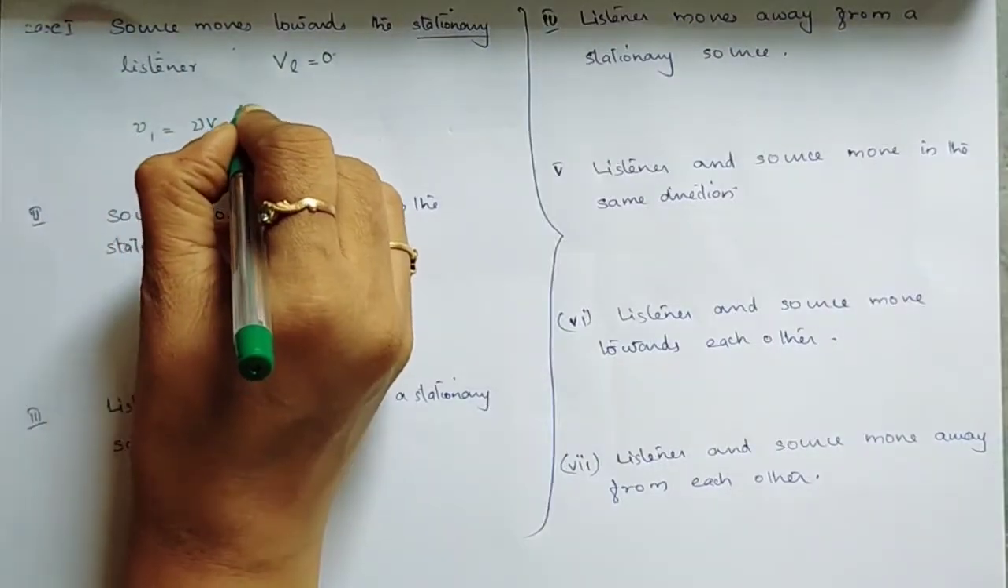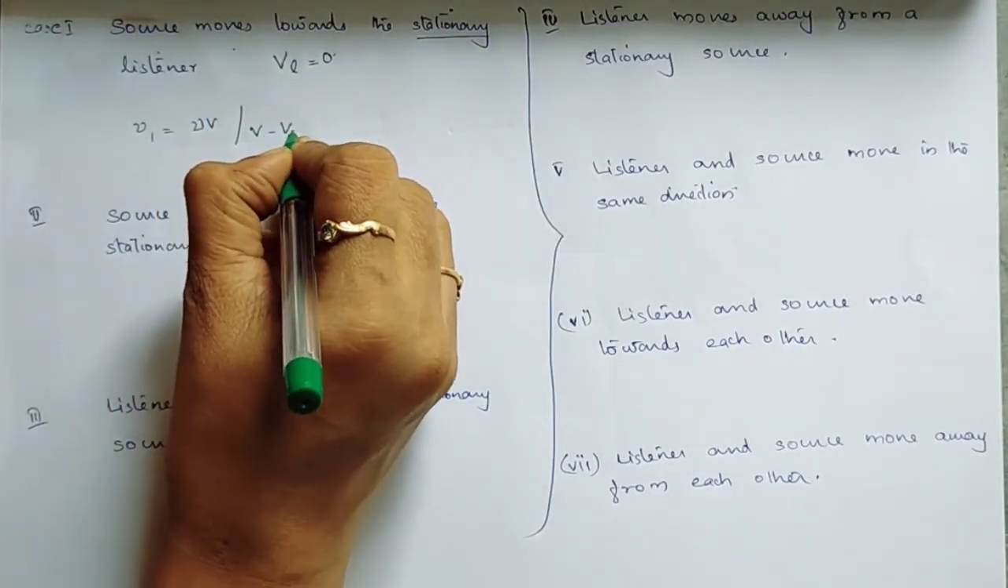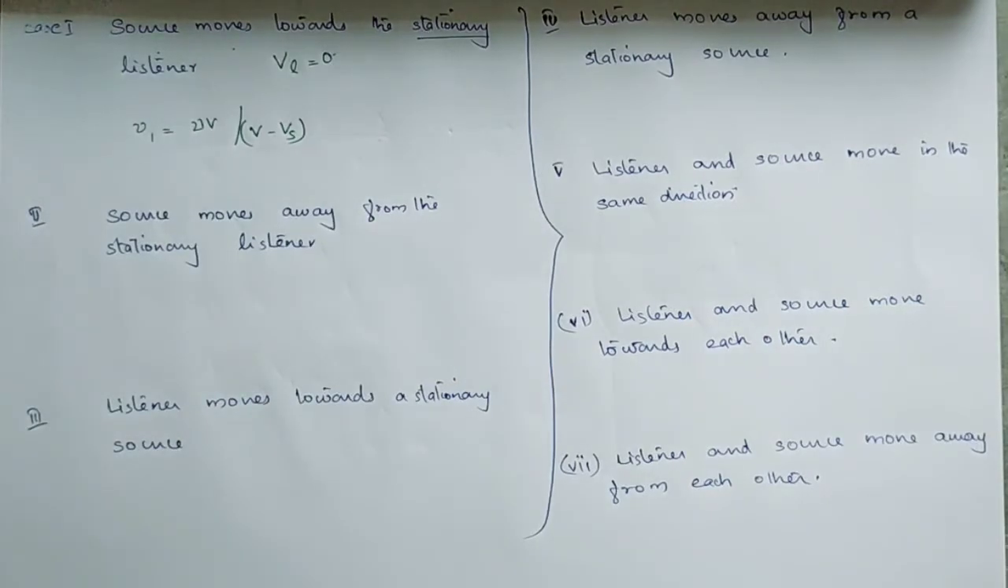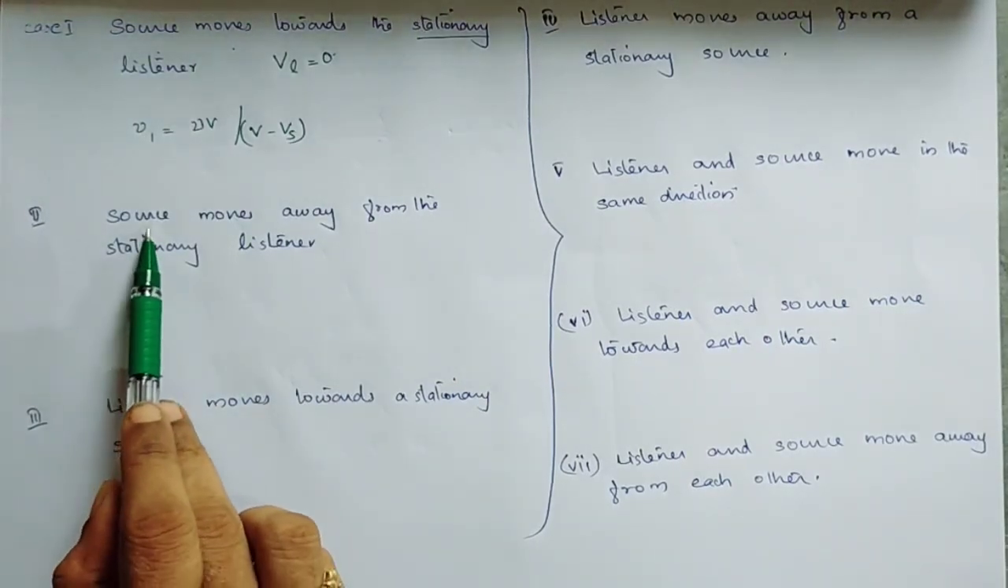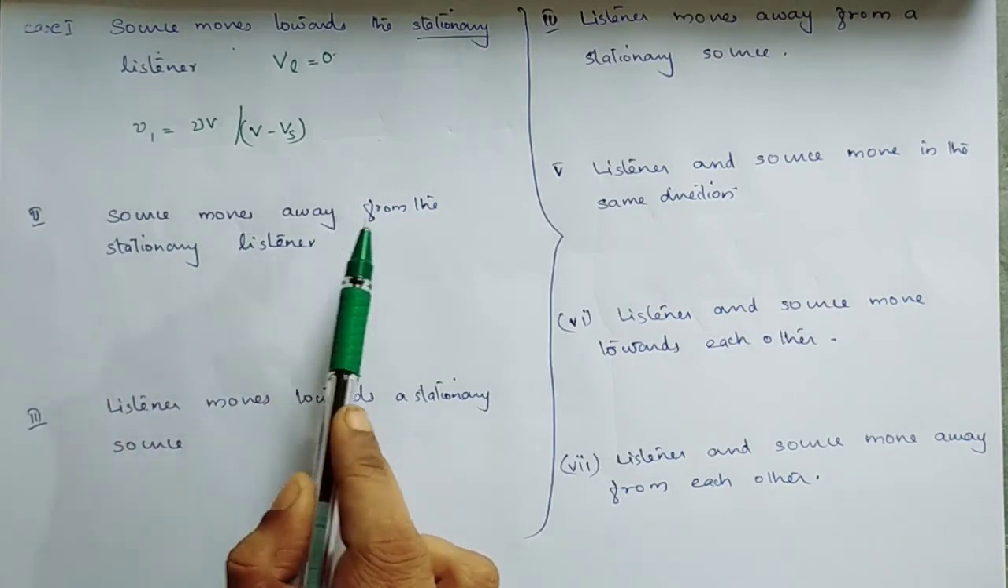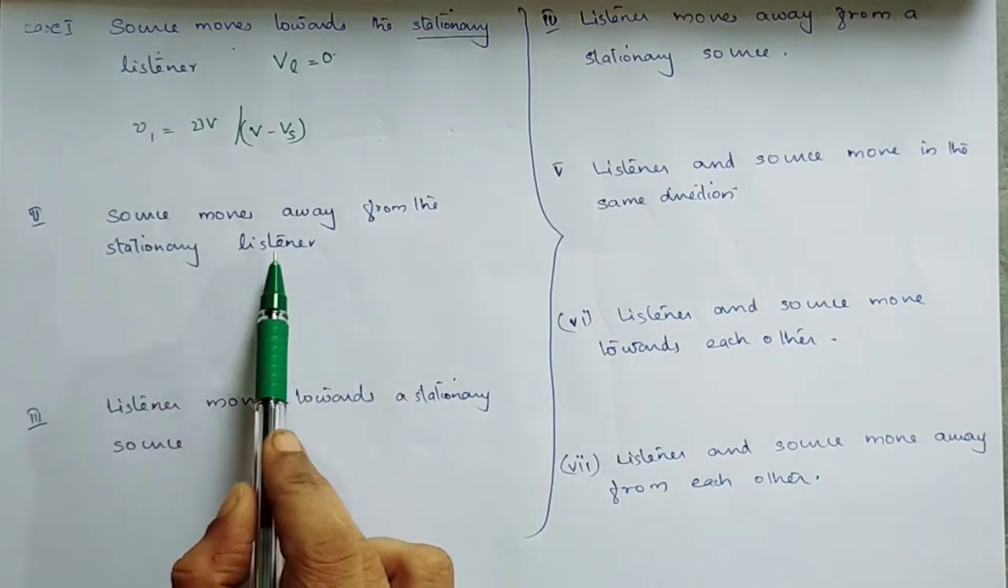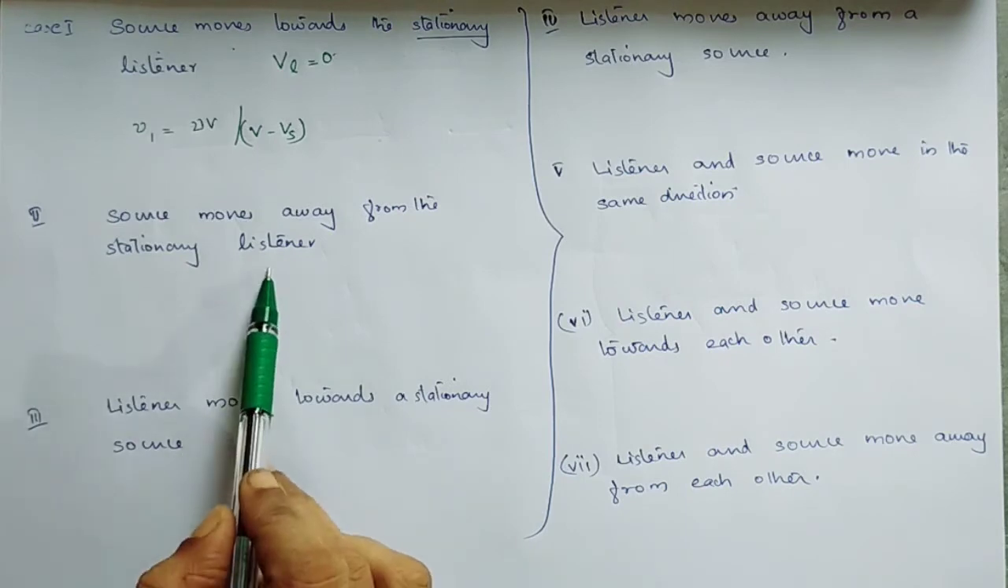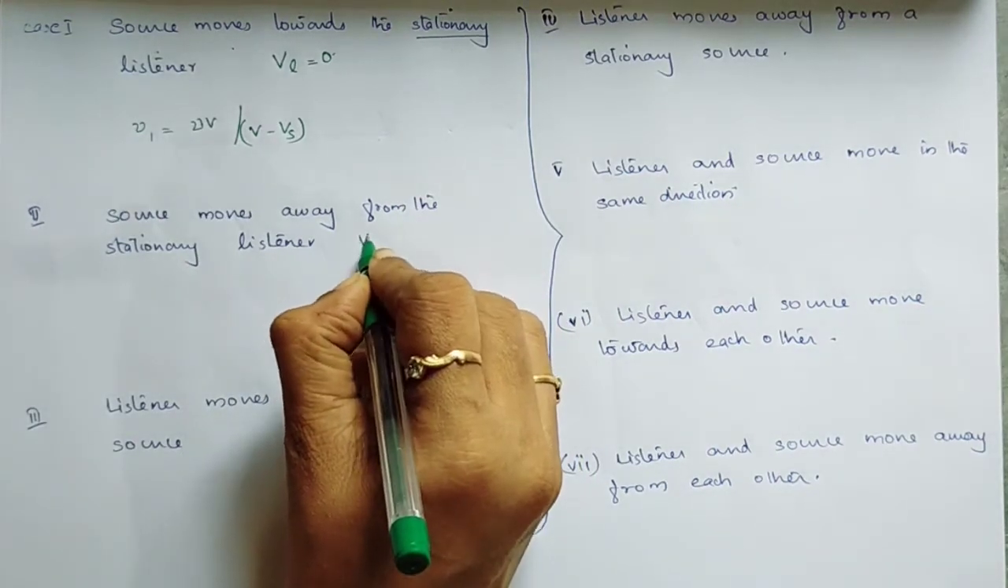Nu V divided by V minus Vs. Okay. Now the second case, the source moves away from the stationary listener. Here also VL is equal to 0.